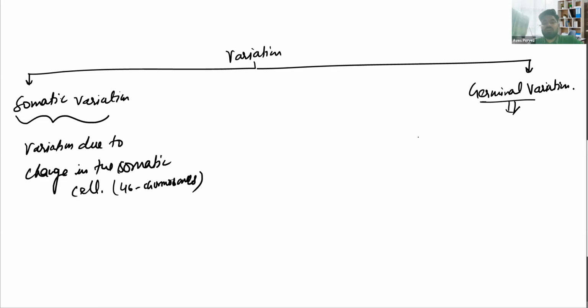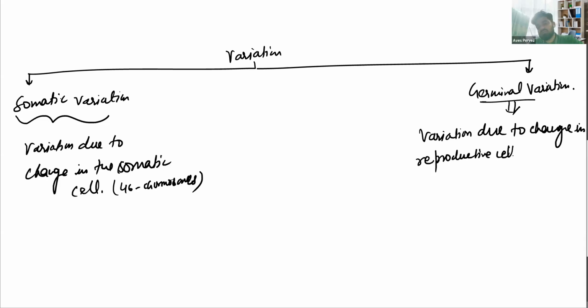So we can say that germinal variation is variation due to change in the reproductive cells. What do we call them? We call them gametes. And it occurs due to change in DNA copying.